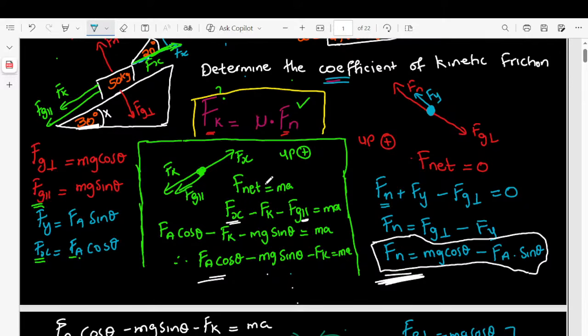They'll start saying, calculate normal force. Which formula do we use? This formula. They'll say, calculate frictional force. Which formula do we use? This formula. So the only thing that you need to understand is how we draw a free body diagram.